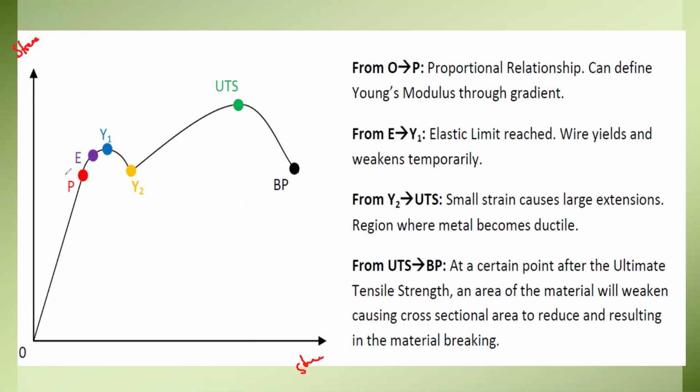First thing, from O to P, it's a proportionality relation, and if it's a stress strain graph, we can define the Young's modulus through the gradient. The gradient of this region will give us the Young's modulus. So I can take any 2 points, or even any 1 point, because the first point is already 0. So I can take the point on the y-axis and the point on the x-axis, and when I divide them, I will get the Young's modulus.